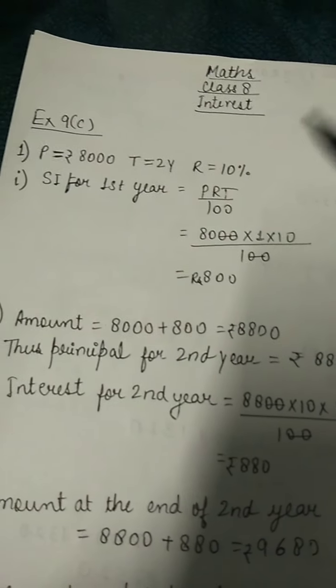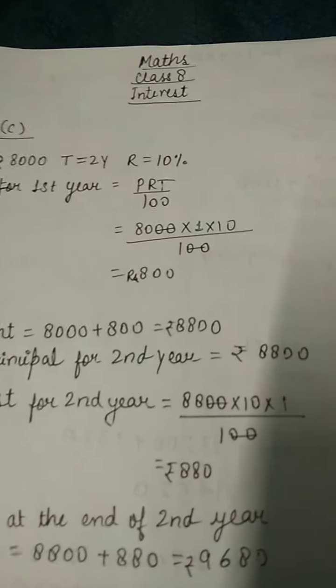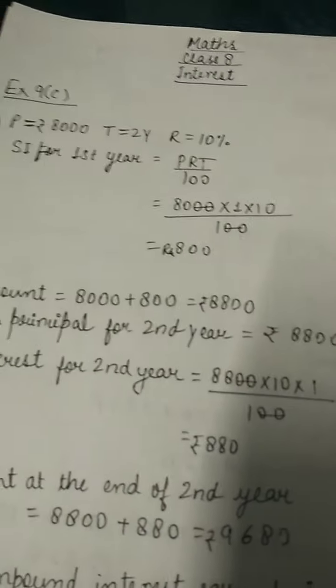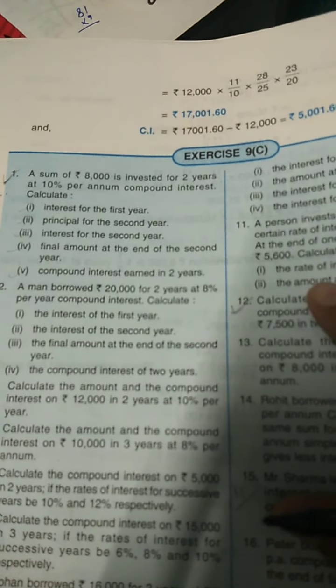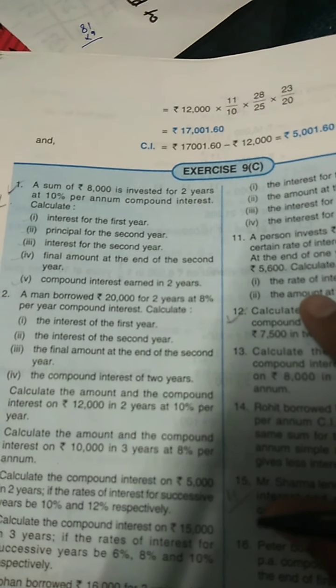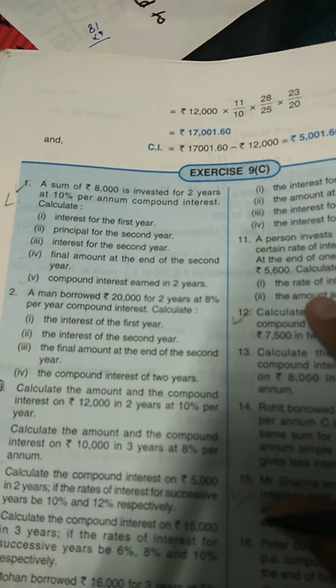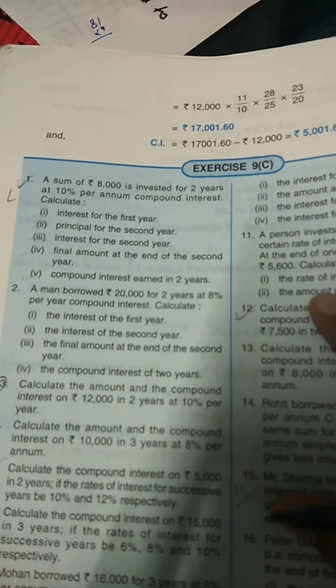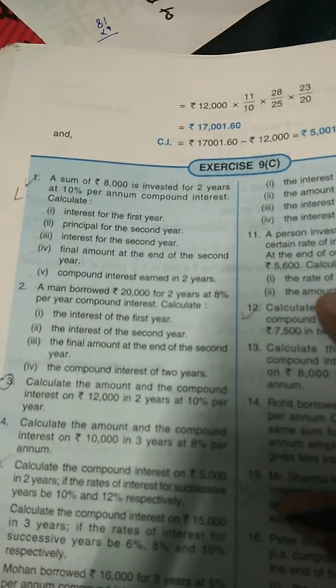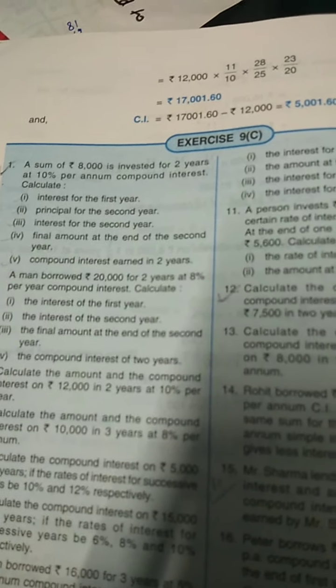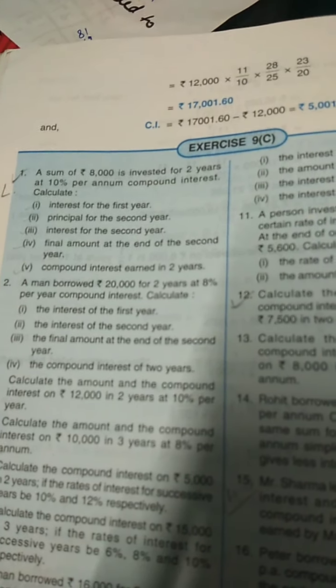You can see the first question which is given in the book. A sum of rupees 8000 is invested for 2 years at 10% per annum compound interest. You have to calculate interest for the first year, principal for the second year, interest for second year. Then you have to calculate the final amount at the end of the second year. And then you also have to calculate the compound interest earned in the second year. So let us see.